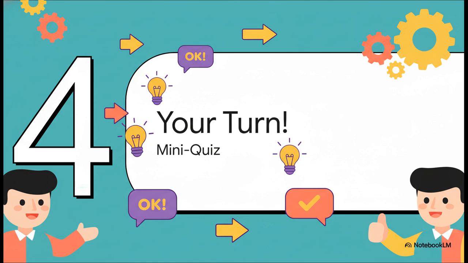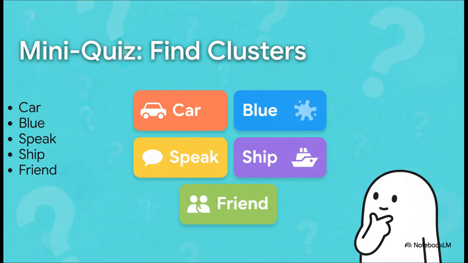Okay, you've learned the rules, you've done the practice. I think you're ready for a little challenge. It's time for a mini quiz. And hey, don't worry, it's just for fun. All right, here are 5 words on your screen. All you have to do is say each one and figure out which of them start with a consonant cluster. Ready? The words are car, blue, speak, ship, and friend. Go ahead and pause right now if you need a moment to think.